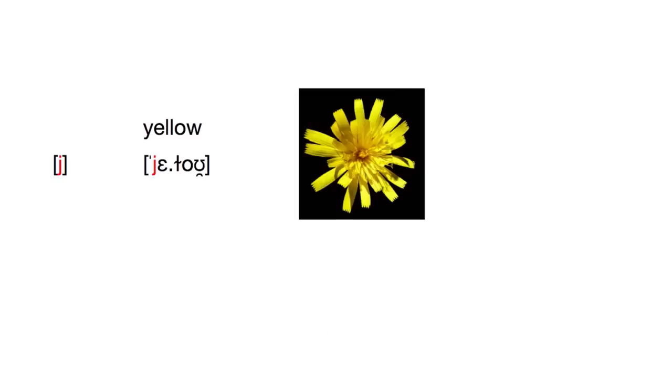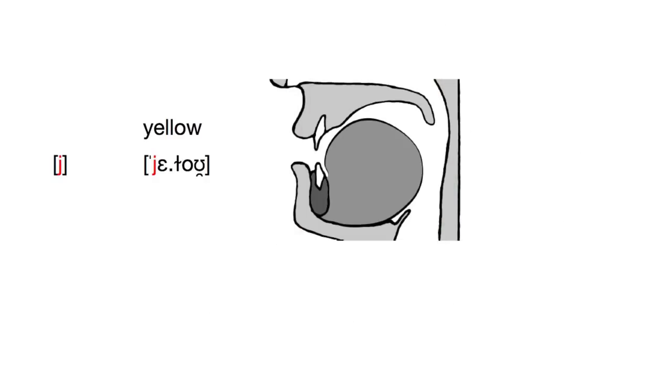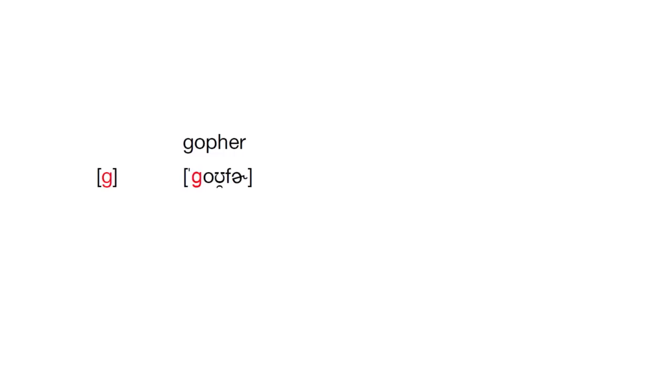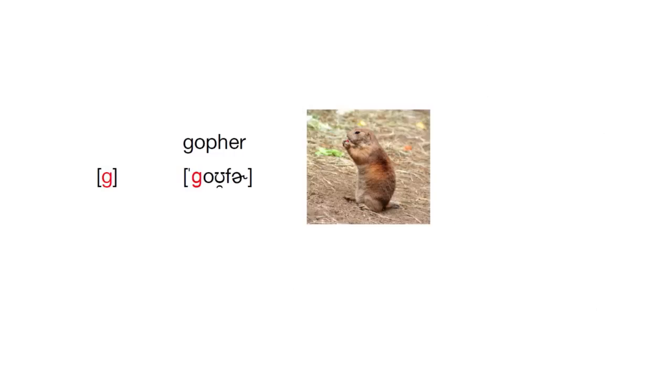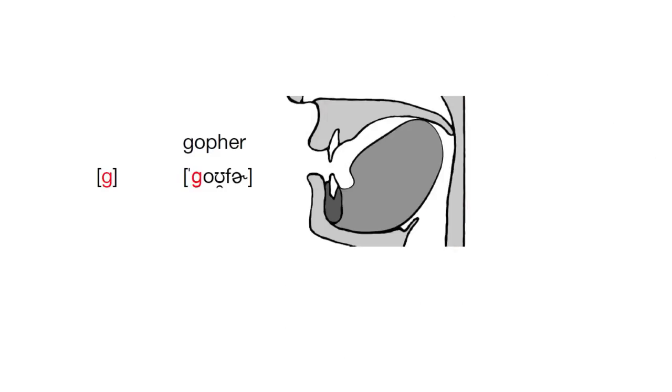Now moving on, we have Y as in yellow. This one is basically the same tongue position as the E vowel. The middle of your tongue is raised up near your hard palate. E. Yellow, Y. And last, we're going to talk about G as in gopher. This one is made by pulling the back of your tongue up to your soft palate.